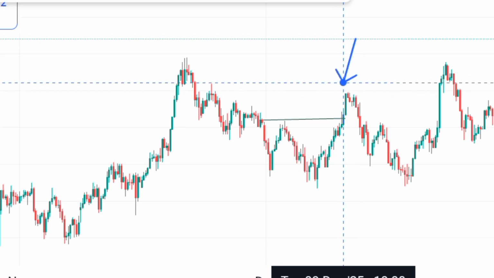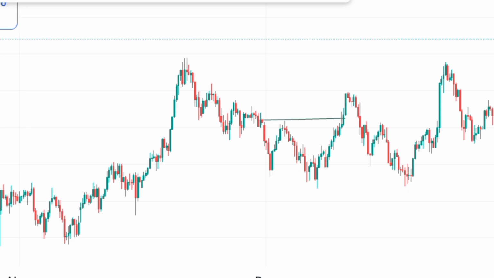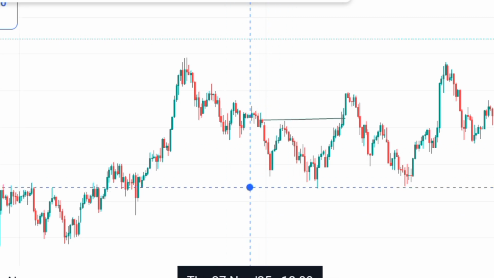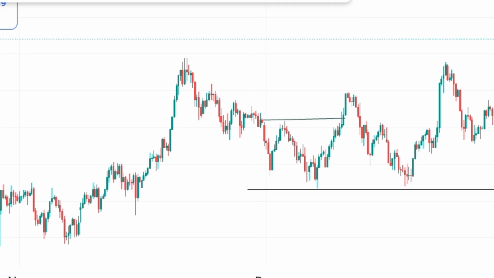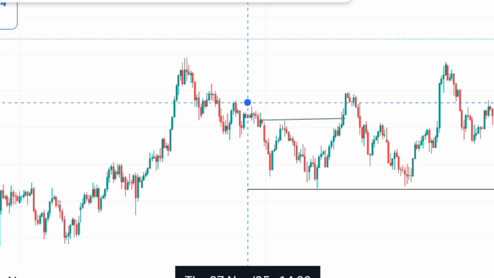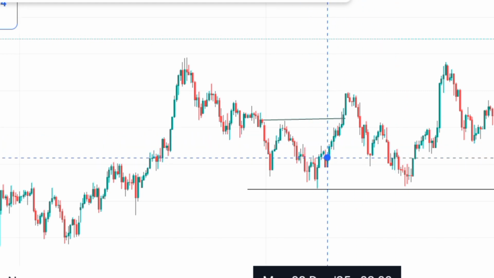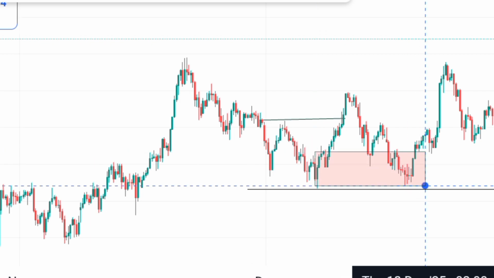It has to retrace to our discount level. You will see that this is your discount level right here, where there is a support level. So you have to wait until the market reaches that level, and there are some zones that you can also look at. You can look at the support level, and also you can look at an order block zone right here.